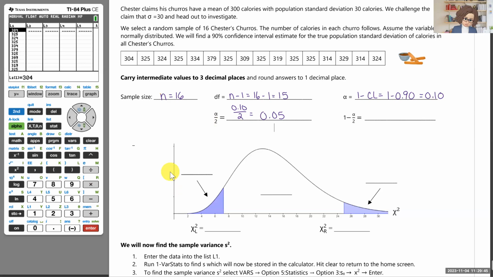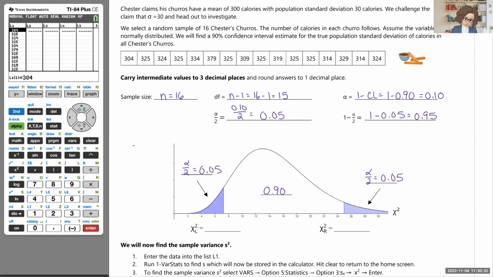And I'm going to start filling in my picture here. So our middle is the confidence level. And then the areas that are shaded there are each alpha over 2. So in our case, 0.05 area there on the left and 0.05 on the right. So those 3 areas add up to 1. So we have our whole graph represented. And then we also need our 1 minus alpha over 2. So let's take care of that. So 1 minus 0.05, that will be 0.95.